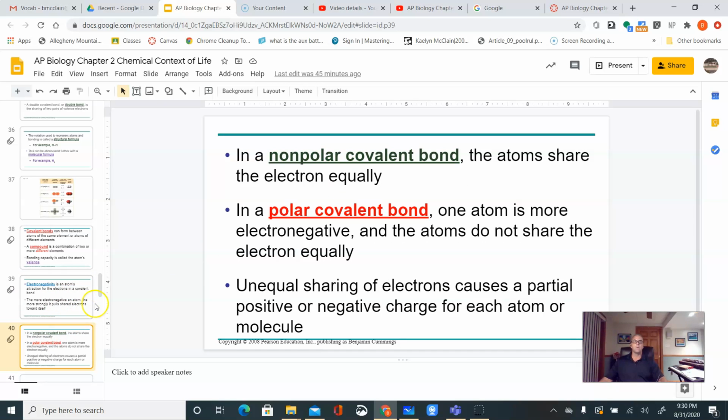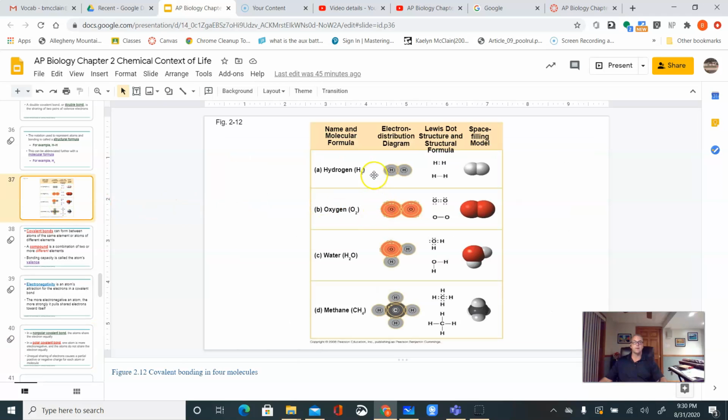Now, when we have a covalent bond, there's two general categories of covalent bonds. You can have what's considered a non-polar covalent, where the atoms are going to share equally. So if I go back to this picture right here, hydrogen is sharing equally because it's not like one hydrogen is stronger than the other.